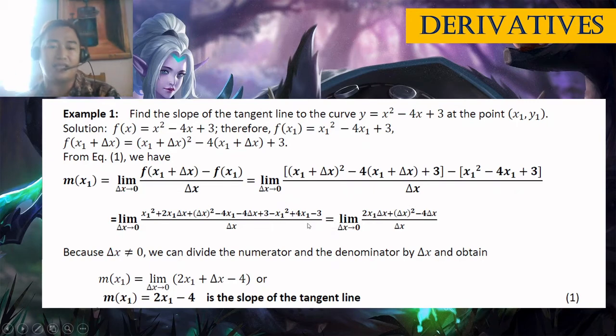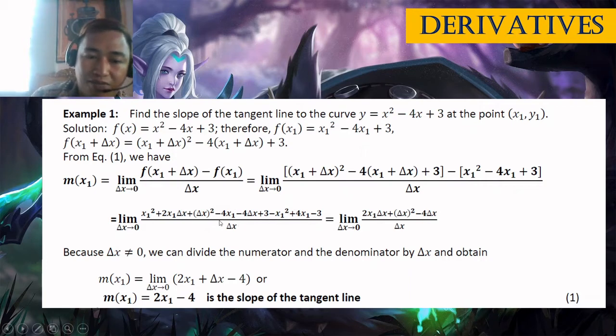Next, class, everything without delta x cancels. Look: x sub 1 squared, no delta x, so minus x sub 1 squared cancels to 0. Minus 4 x sub 1 plus 4 x sub 1 cancels, 0. And 3 minus 3 cancels. So actually everything from f of x sub 1 cancels. What remains are the terms with delta x: 2 x sub 1 delta x, plus delta x squared, minus 4 delta x. Now, over delta x, we just copy the over delta x.